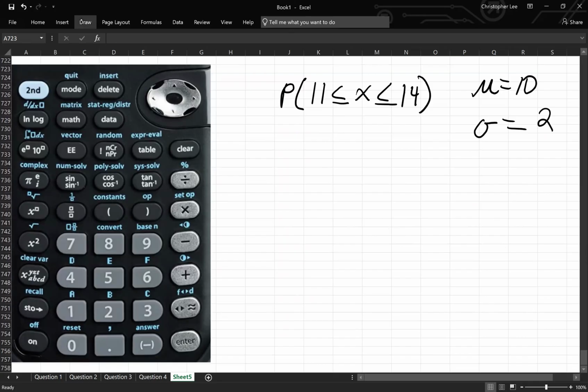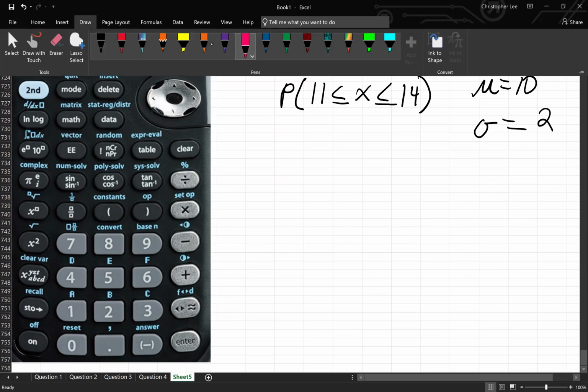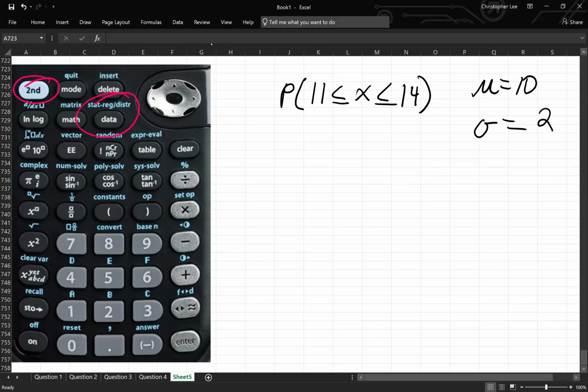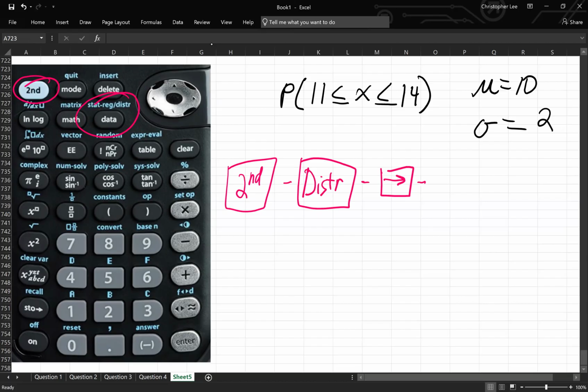So look, this is how you do it in the calculator. The first thing you're going to do, you're going to go to second, and then you're going to go to distribution. And then I want you to go down to where it says normal CDF. And then I forget what comes first. I believe they're going to ask you for your mean and your standard deviation first. Am I correct? All right.